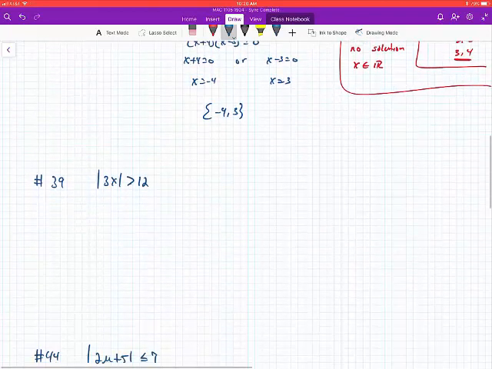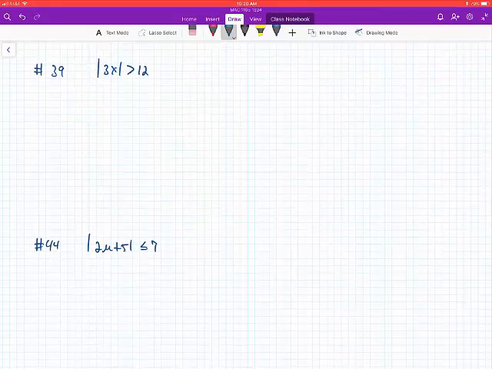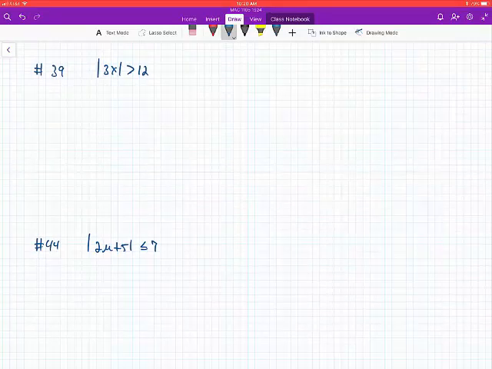39, we have an absolute value inequality, and it's a greater than. When it's a greater than, we have to solve it the way it is. So we get rid of the absolute value symbol. So it's 3x greater than 12. And we also have to solve it if it was less than negative 12. So similar to an equation, you have to do the positive and negative. You just have to flip the sign.